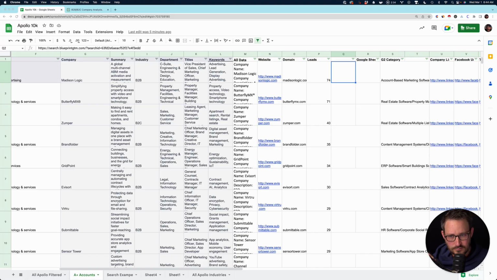But what I'm going to run you through today is the scaled version of this play. What I would do to take what I'm doing manually and scale it to my entire TAM with a message that I could be proud of. So let's dive in. All right.